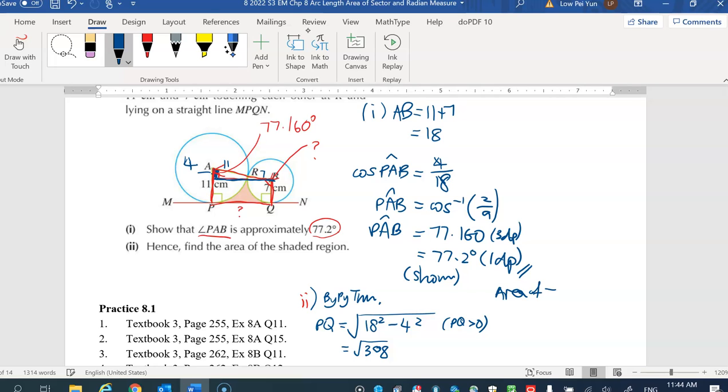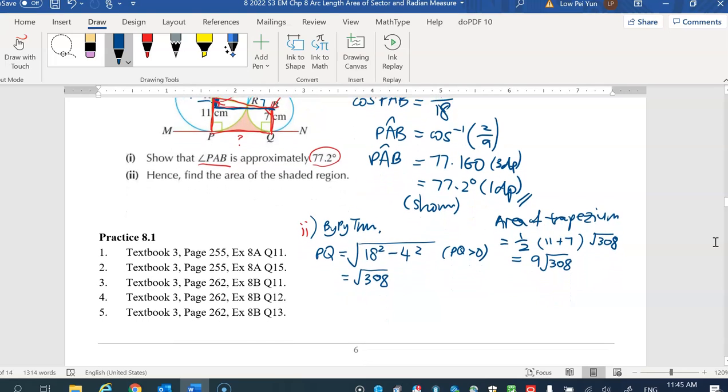Moving on, area of trapezium. I have half times the sum of parallel lines 11 plus 7 times my perpendicular height, which is this PQ. PQ is square root of 308. This is not my final answer, so I don't bother to work it out. I just leave it in exact form first: 9 square root of 308. Okay, now we have to work out my sectors.